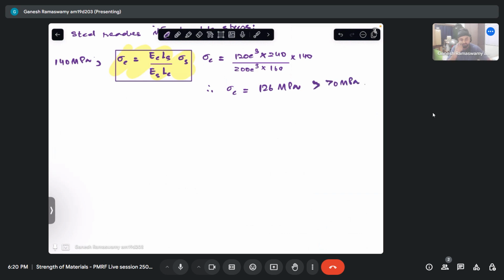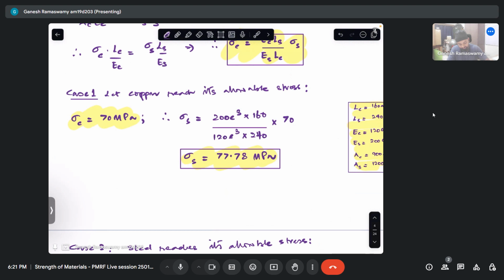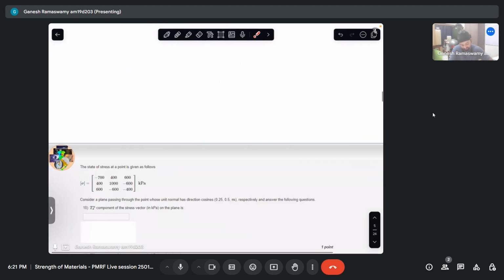So therefore, case 2 violates our constraint, that it has to be within the allowable limit. So we know clearly from here that the maximum stress that can mobilize in copper is 70, and consequently, given the compatibility of this arrangement, the maximum stress that can get mobilized in steel is 77.78. So let us see what the question is asking.